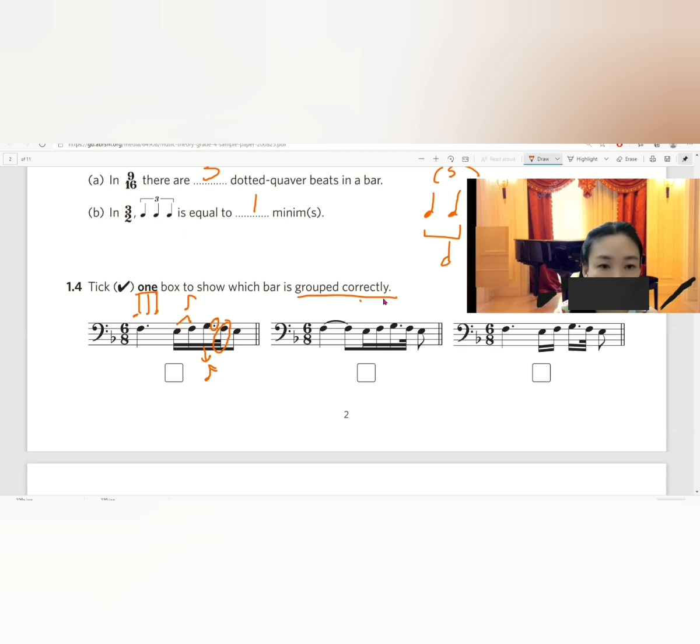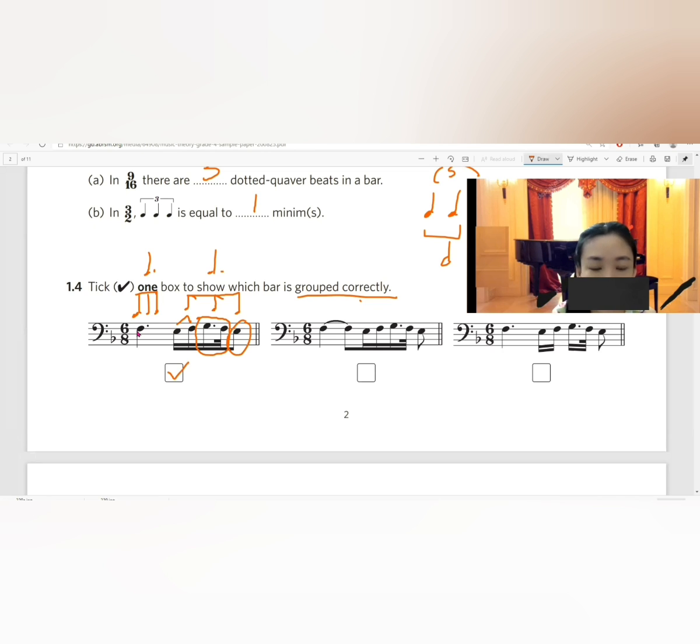Okay, this is the value of a semiquaver. These 2 add up together to 1 semiquaver again. So in total, these 2 notes here make 1 quaver. Over here, another quaver. So altogether you have 3 quavers, which means this rhythm is grouped correctly, because 6/8 time is compound duple. Compound duple, you need to have 2 groups of dotted crotchets. So this one is grouped correctly, so you put a tick here.